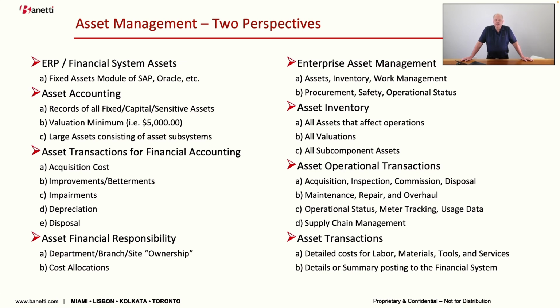Now, the asset manager out in the plant, out in the field, is interested in all of the assets, the inventory it takes to manage, to keep those assets operational, the work associated with doing the maintenance and repair, procurement, safety, operational status of assets, all the inventory at all value levels, all subcomponent assets. Those are all considerations that the enterprise asset manager has to look at when they identify what assets are in the system. So where you may have 100 assets in your fixed assets, you may have 2,000 or 3,000 assets in your operational asset inventory.